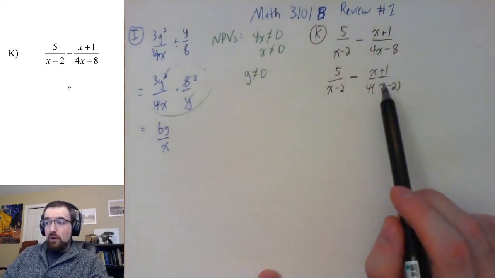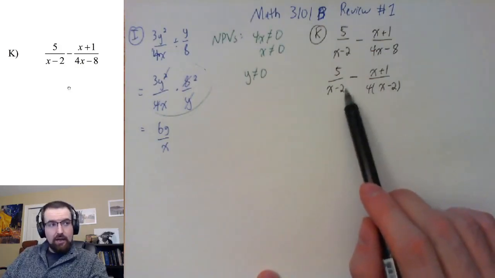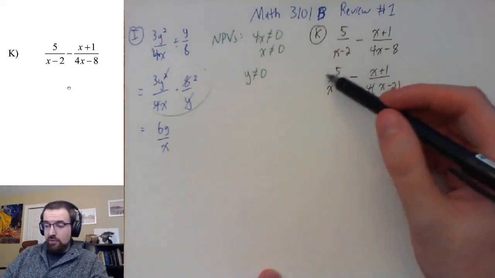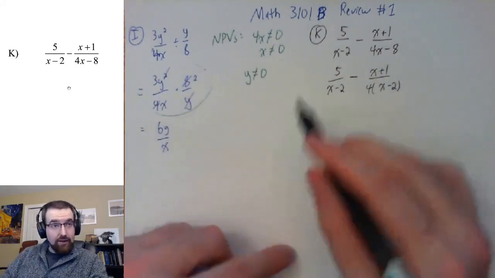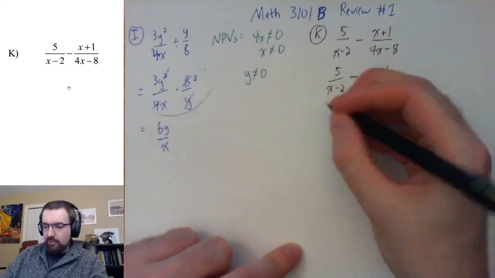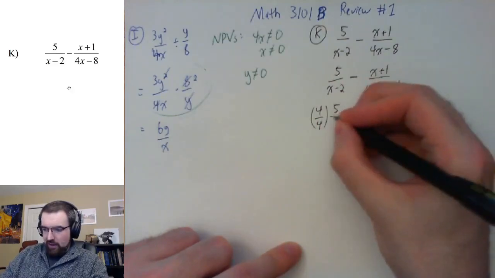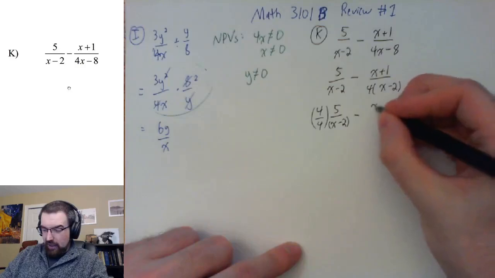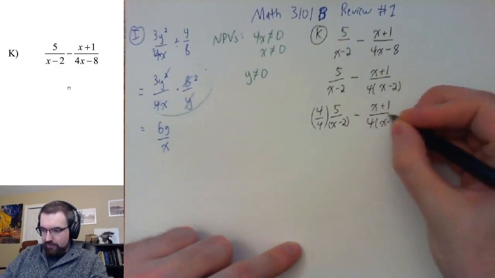Now we see that the denominator over here is the same as this denominator, just with a 4 multiplied by it. Like we went over before, I can multiply a fraction by anything I want as long as the top and the bottom of that thing are the same. So we're going to have 4 over 4 multiplied by 5 over x minus 2 down here, minus x plus 1 over 4 outside of x minus 2.